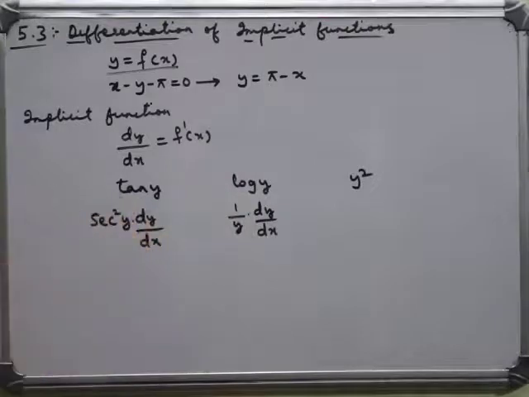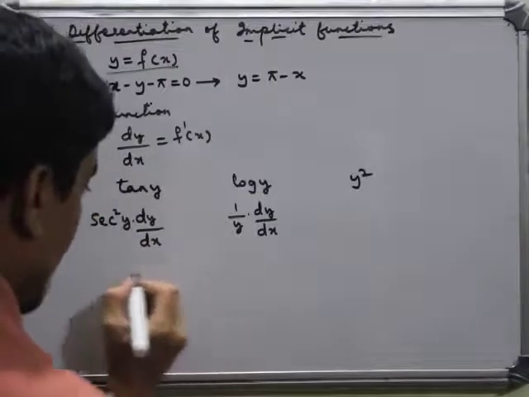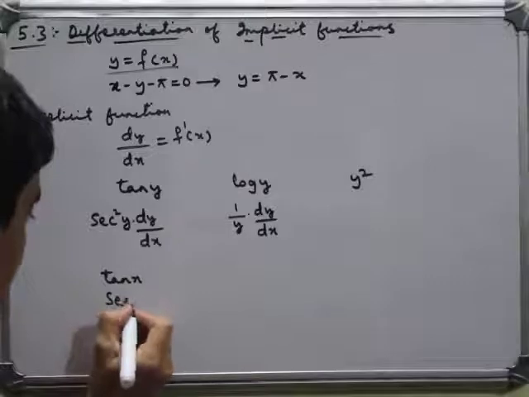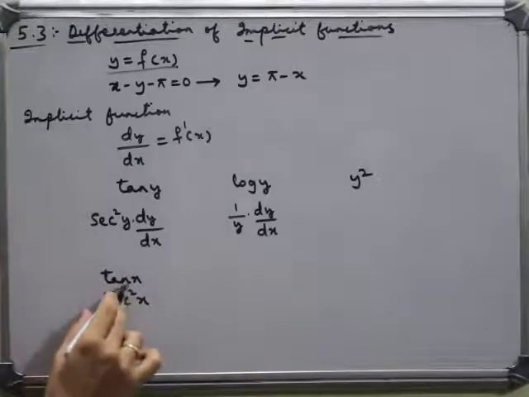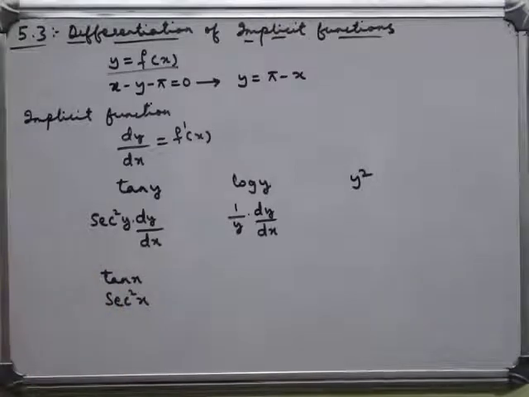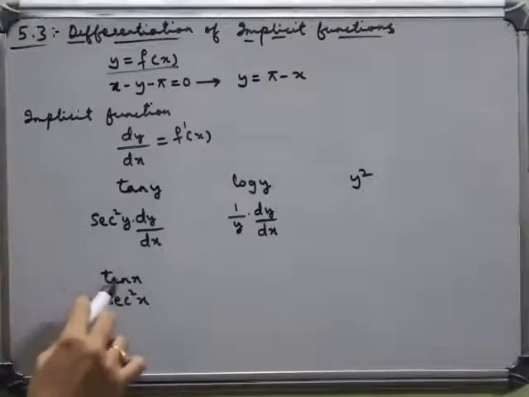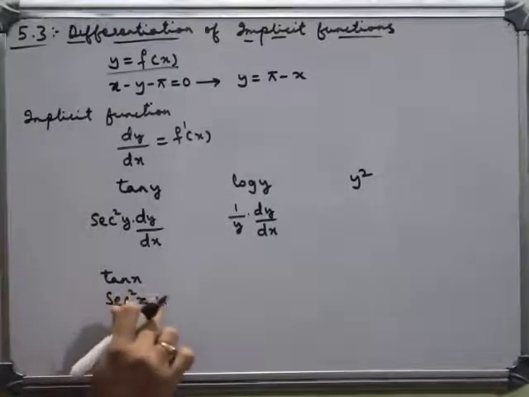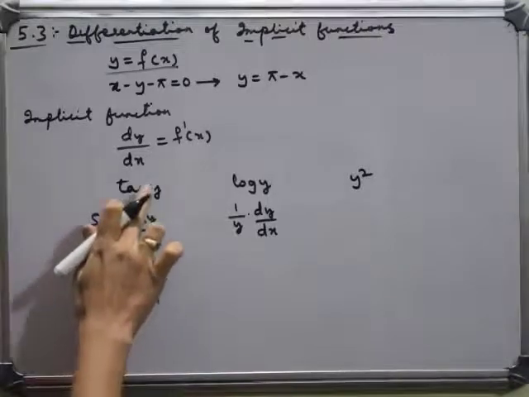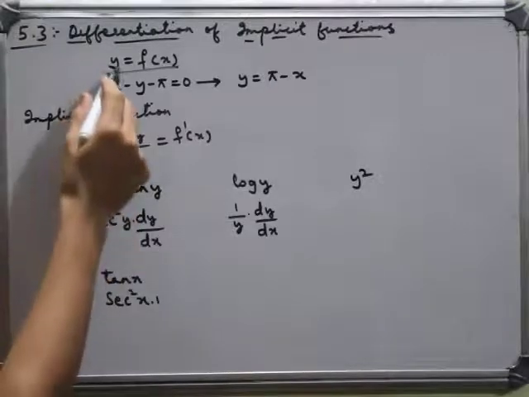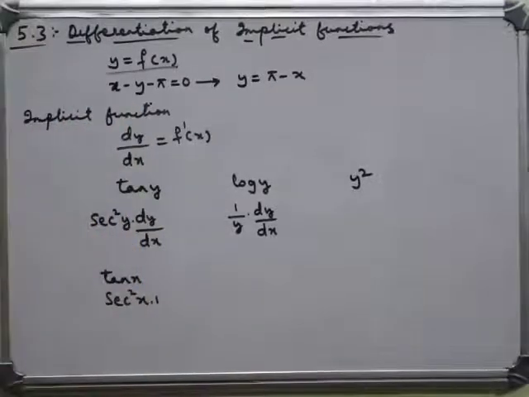So why am I writing dy by dx here? Say I have tan x. Differentiation of tan x is secant square x, and then when we end it, differentiation of x is 1. We have seen it in previous videos. So if I write into 1, the same thing remains, secant square x into 1. In this case, differentiation of y is not 1. Differentiation of y is dy by dx. So that is the reason we write dy by dx.